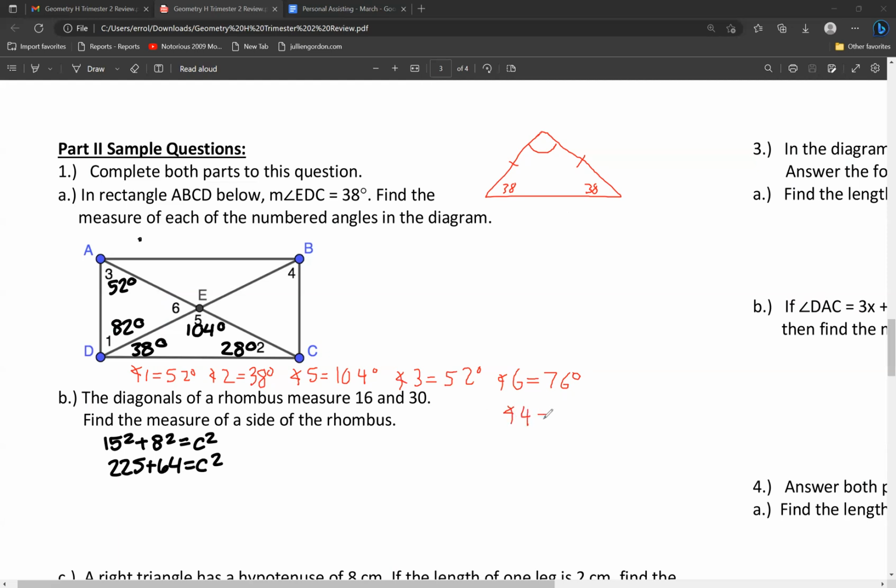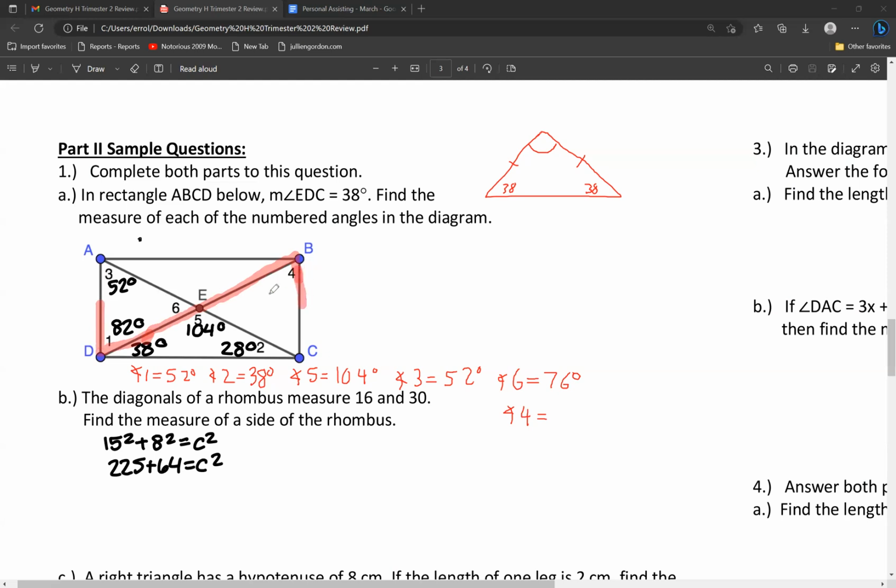What do we know? Remember your Z pattern? What do we know about that right there? Oops, I didn't draw it too good. Let me draw it again. What do you notice about this right here? This angle.